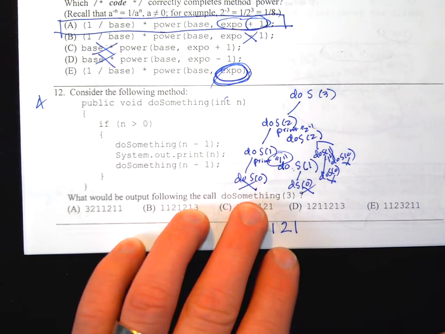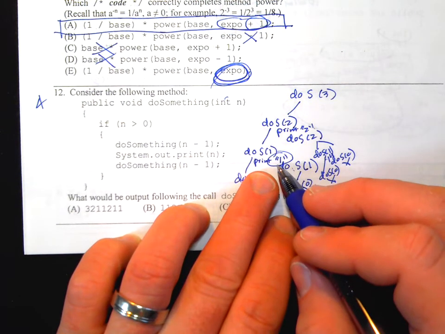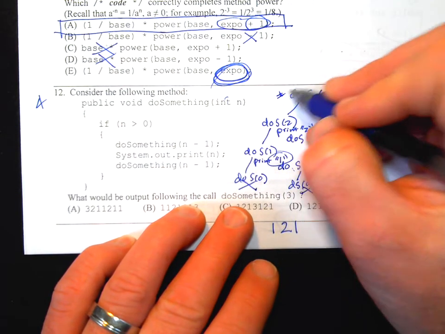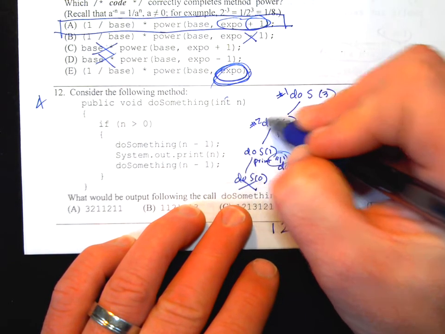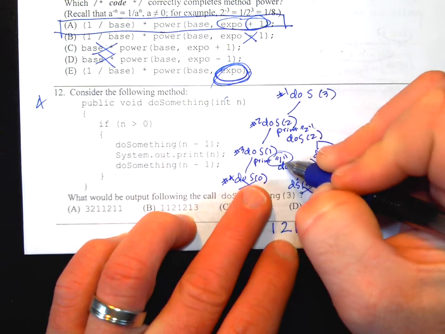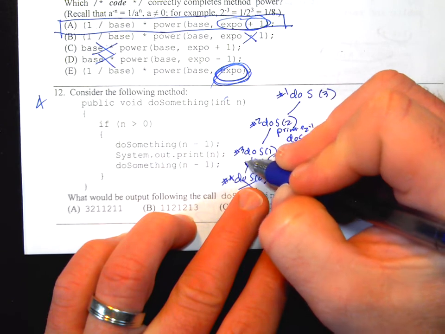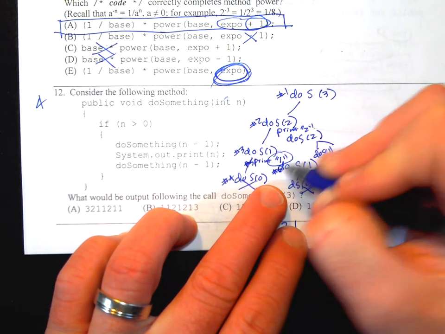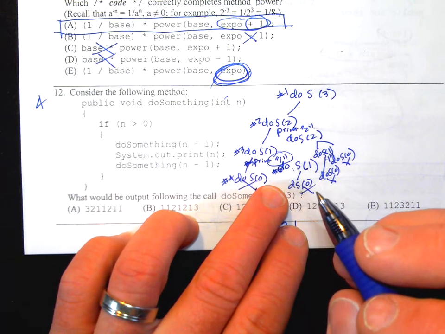Okay, so this prints out a 1, and it goes up here. The other thing that you can do is kind of keep track of this. This is the first thing. This was the second thing. This was the third thing. This was the fourth thing. This was the fifth thing. This was the sixth thing.